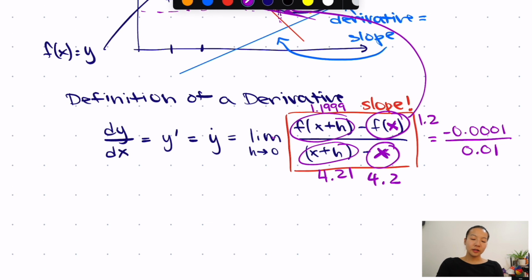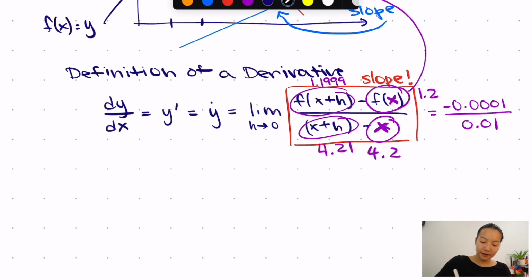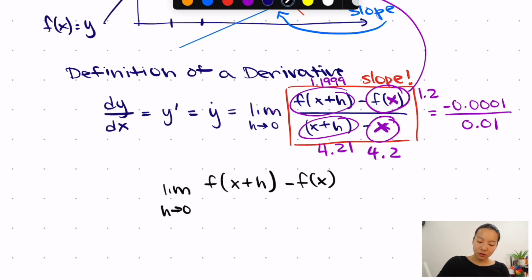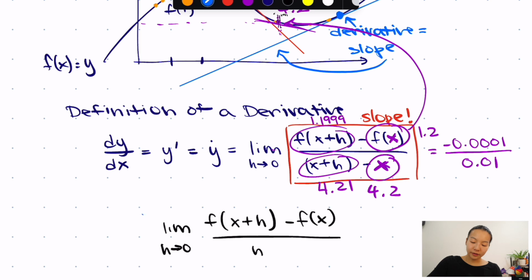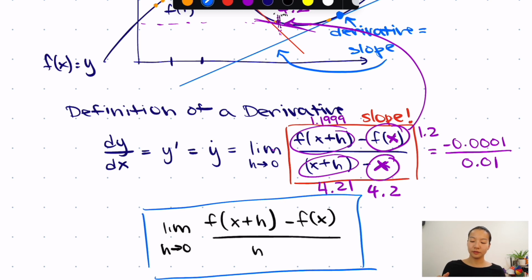But let's go back to this definition of the derivative. So if I have the limit as h goes to 0, f of x plus h minus f of x over x plus h minus x, well, some of these things actually cancel out. We have an x, but we just subtracted that x. So what this is saying is we're going to take the change in y, and divide it by h, because h is our difference in x. So this is the definition of a derivative.